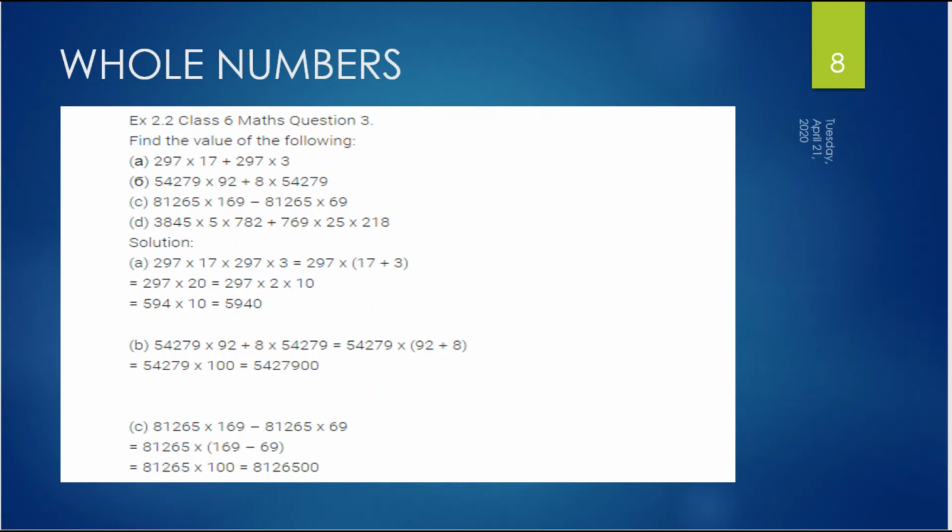just the sign of addition is to be placed. So we'll be taking 297 as the common one, and 17 plus 3 to be added in a bracket will become 20. So 297 multiplied by 20 will become, we can split up 20 also, that is 2 into 10. 2 multiplied with 297 will become 594, multiplied with 10 will become 5940.